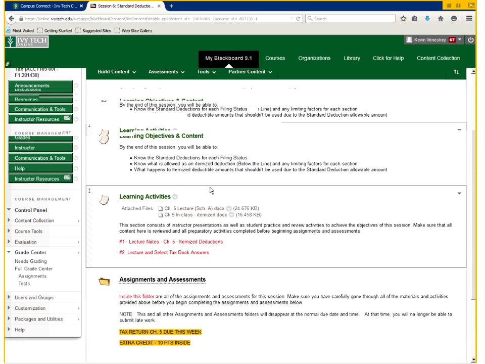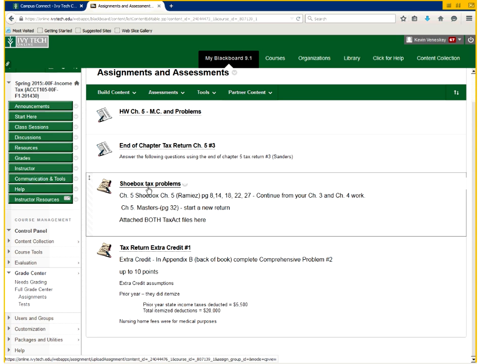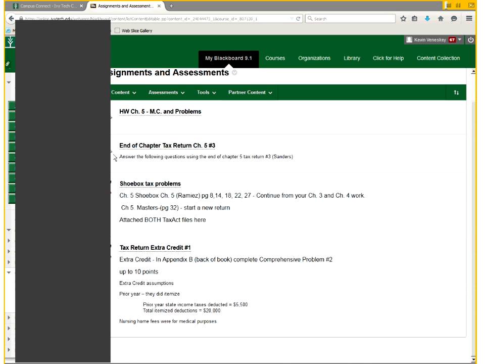So going here to the assignments and assessments, the normal homework chapter 5, the end of the chapter return questions for chapter 5 are going to be very similar to what they were this past week with chapter 3 and chapter 4, except this week we'll only have 1. We're going to do the Sanders return, number 3 here, and then we'll have 2 shoebox examples like we did for chapters 3 and chapter 4. But instead of having the Chow one, we're going to have, and I'm going to pause real quick.